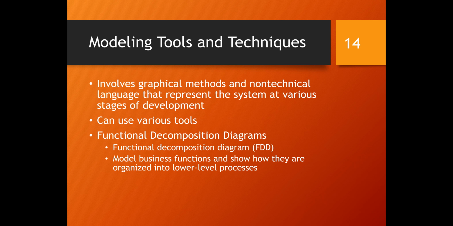It will represent the system at various stages of development. For one project, you may use various tools for modeling. The first one is functional decomposition diagrams, or FDD. I'll show you later. The FDD helps model the business functions and shows how they are organized into lower level processes.